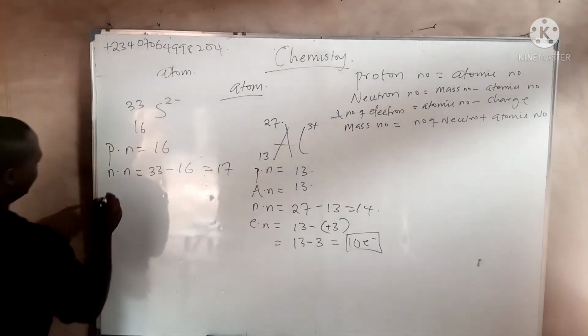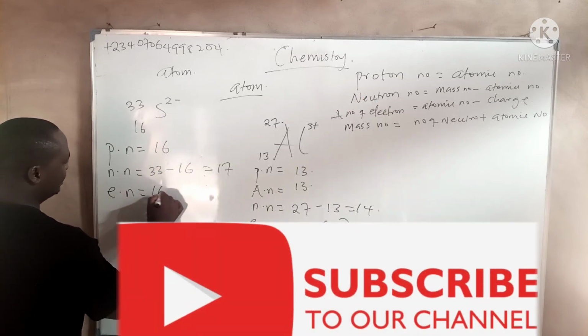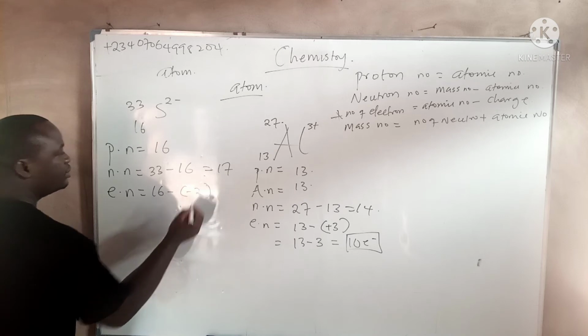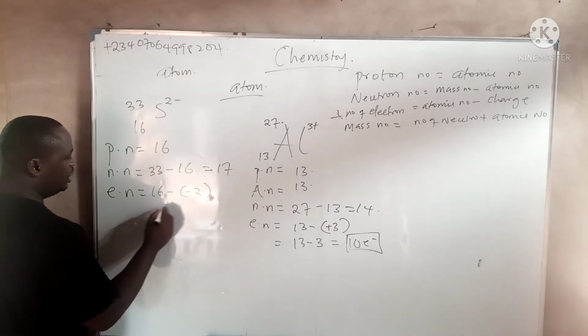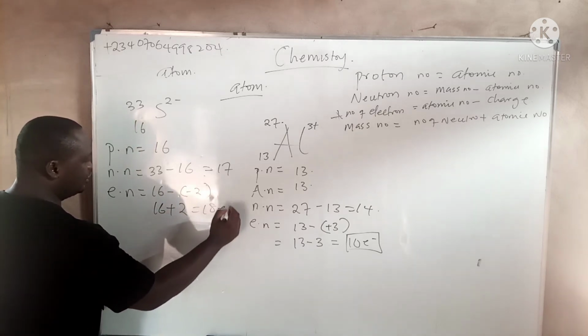Now the next thing is the electron number. The electron number is 16 minus, open bracket, the charge, which is minus 2. Minus times minus will give you what? 16 plus 2, which will give you 18 electrons.